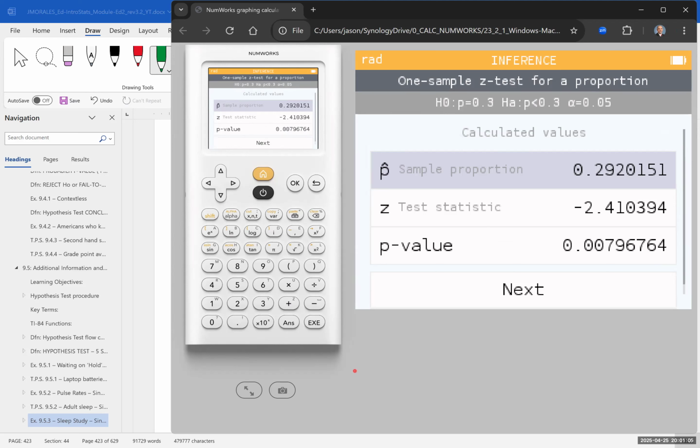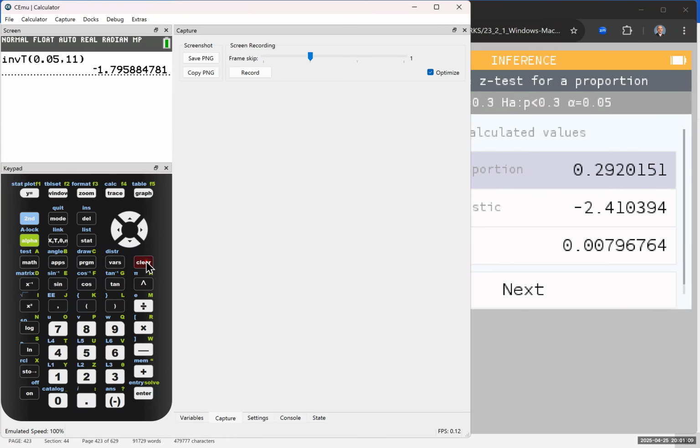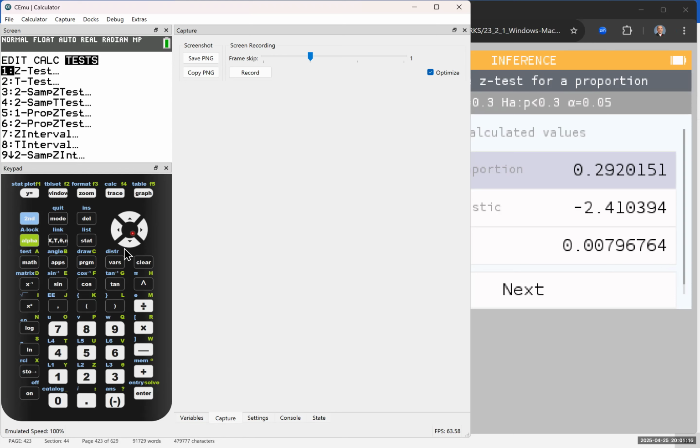So let's go to now the Texas Instruments. Clear this. We're going to hit Stat, go to Tests. Now what we want is a one proportion, single proportion Z test. Make sure you're using this one, not a two proportion Z test, but a one proportion Z test because we have one sample proportion.